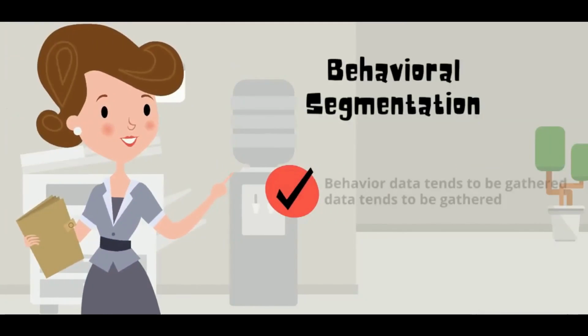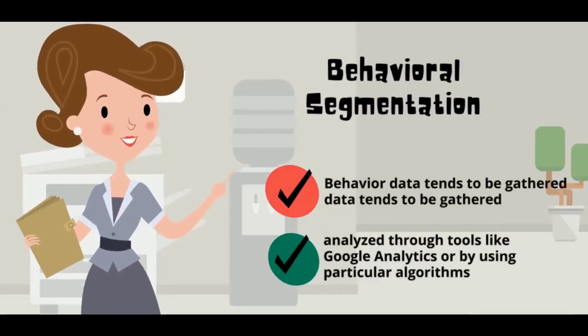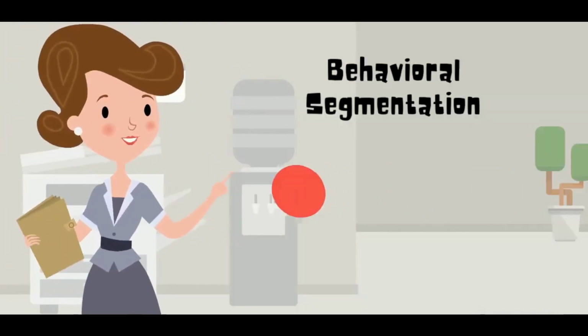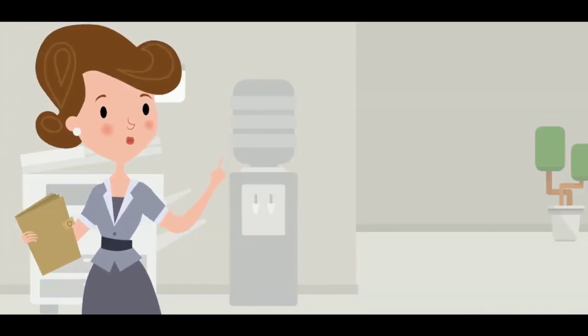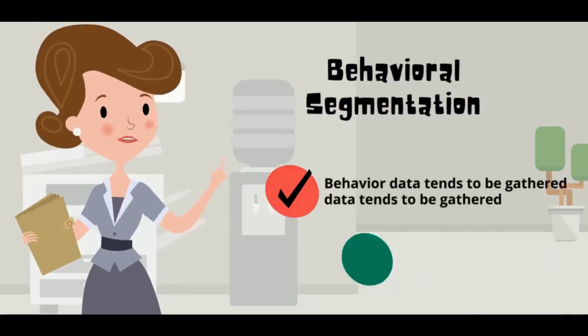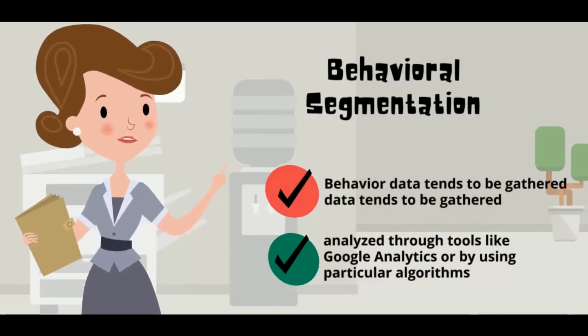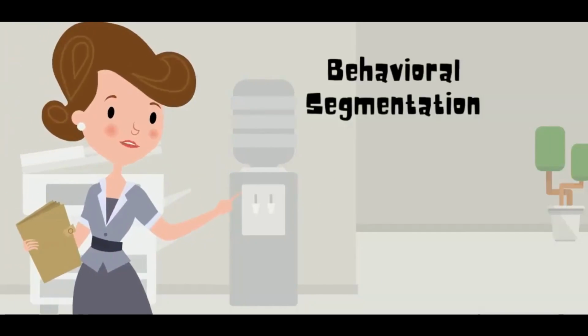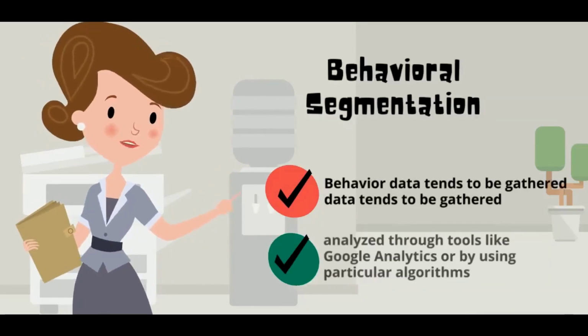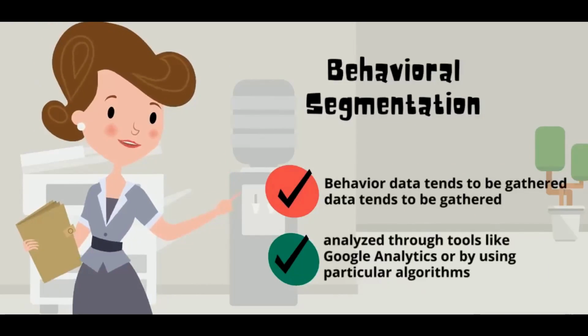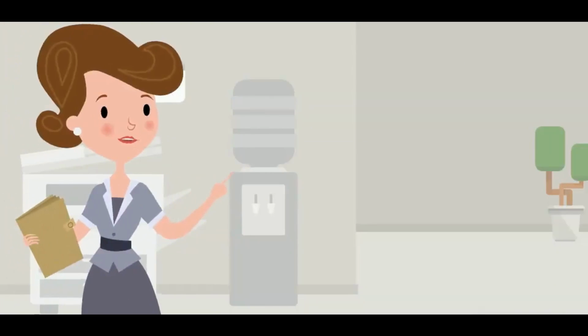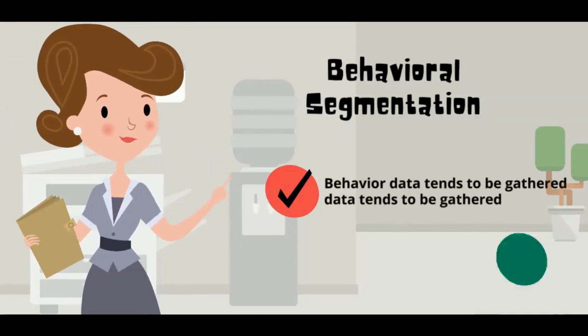Moving on to behavioral segmentation. Behavioral segmentation is what it says on the tin. It segments users based on their behavior in a store, on a website, or in an app. Behavior data tends to be gathered and analyzed through tools like Google Analytics or by using particular algorithms. These tools and algorithms are able to track things like user dwell time on a website, bounce rate, online or in-store actions, communication with a brand, and whether they are a new or returning user.